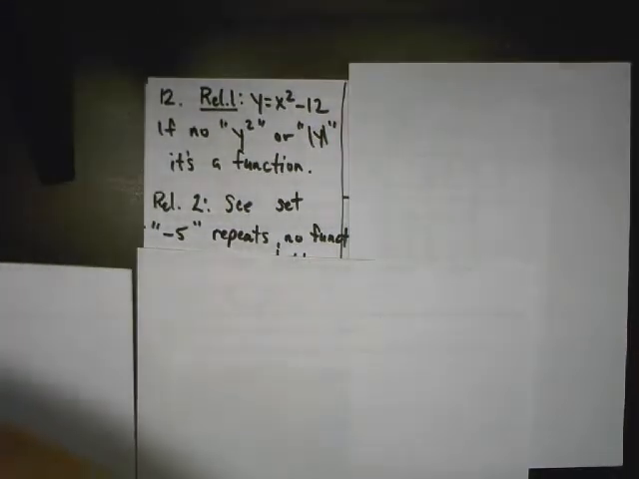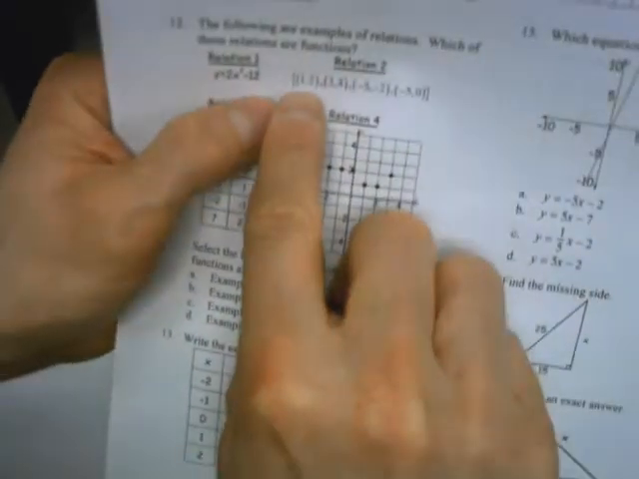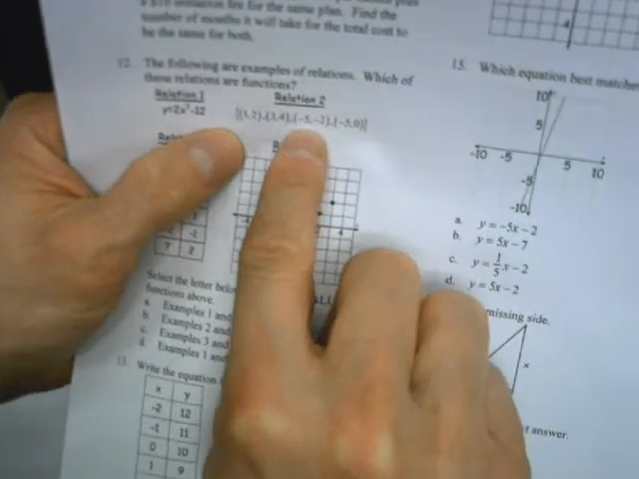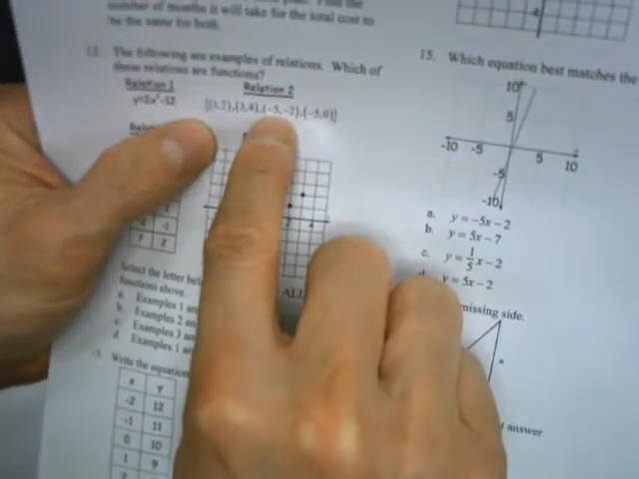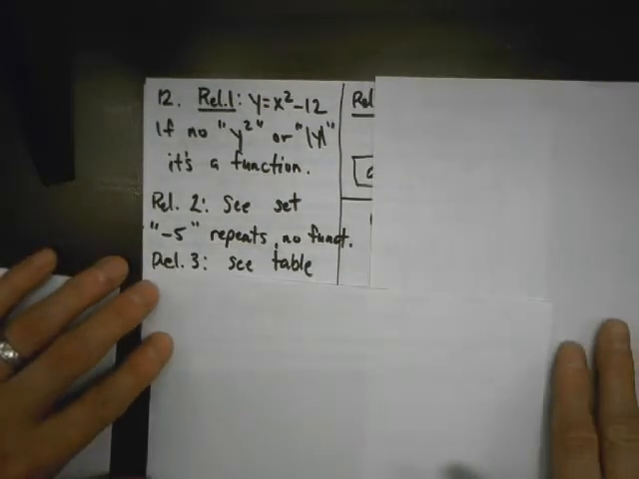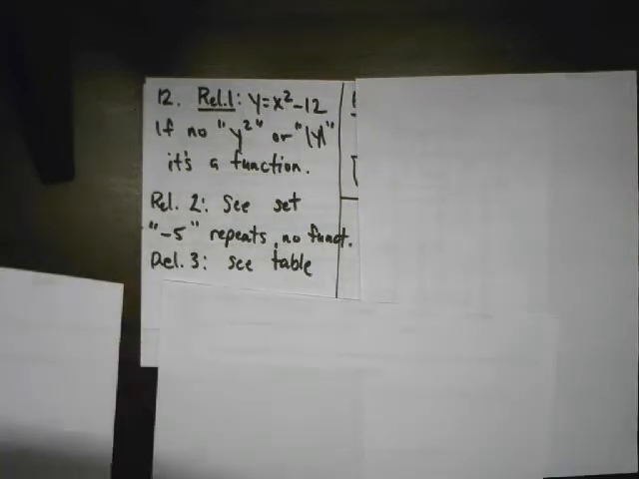And problem number 12, relation 2, if we look at the table, we see that none of our x's repeat. So if none of... oh, actually, that's not true. One of our x's does repeat. I see that I have -5, -2, and -5, 0. So if the x's repeat, that's not a function. So let's take a look at 3.